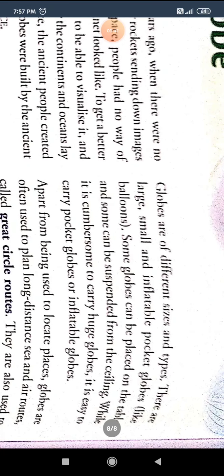And globes are of different sizes and types. You might have seen globes in school or in different places. They are large, small and inflatable pocket globes. Sometimes you have seen a globe which we can keep in our pocket. Sometimes globes are very large, which are kept in schools or elsewhere, and some globes are small.